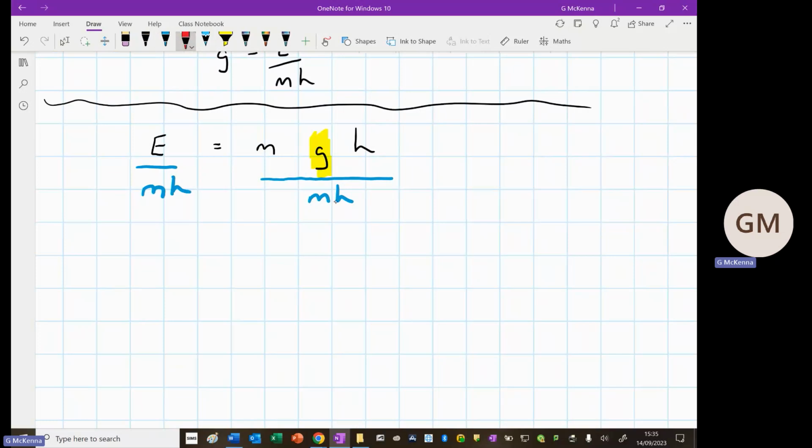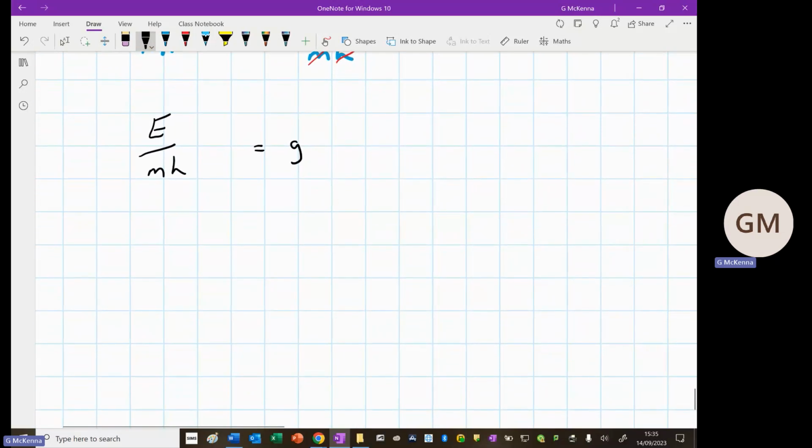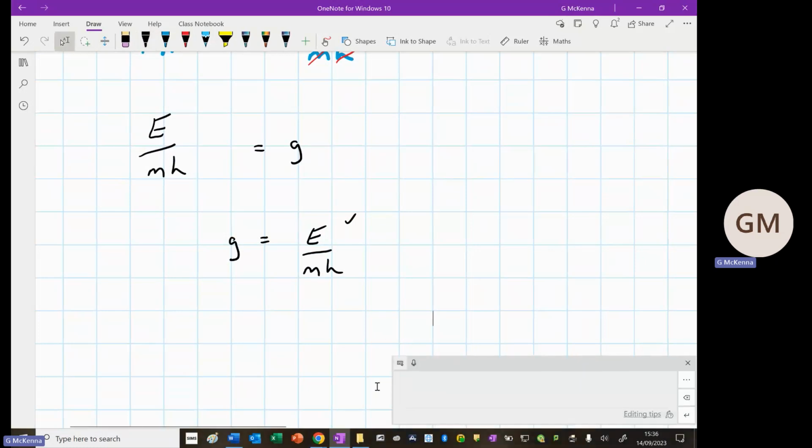Now again, that means that the two masses cancel out to give us 1, and the two h's cancel out to give us 1, and then this 1 times g is g, g times 1 is just g, so again the right-hand side just becomes g. So that becomes energy, your GPE, divided by mh is equal to the value for g, and then just tidy that up a wee bit. g is equal to your GPE, your energy, divided by mh. Again, job done. You can sub in your respective numbers now to work out the value for gravity.